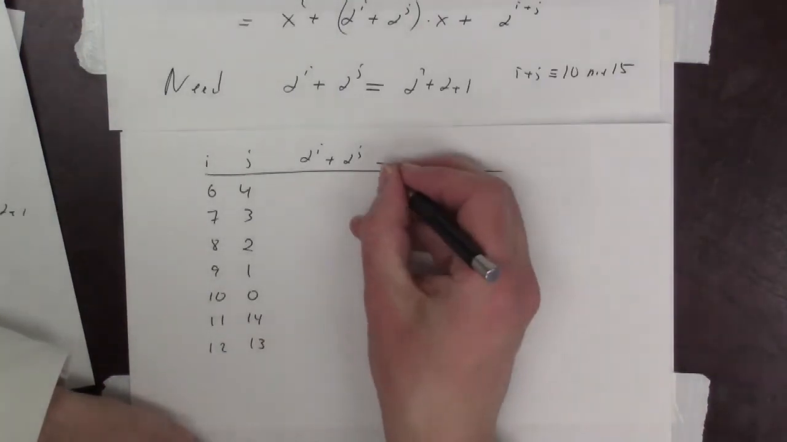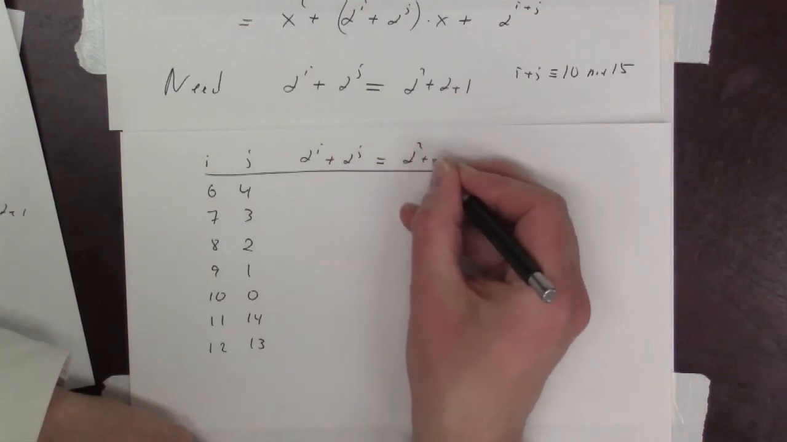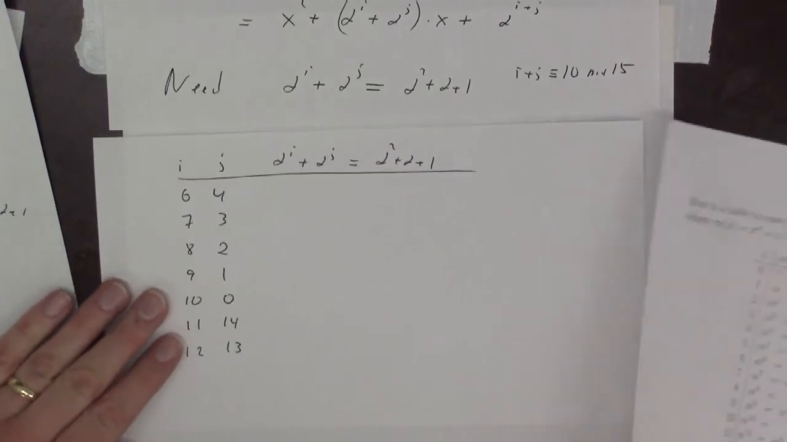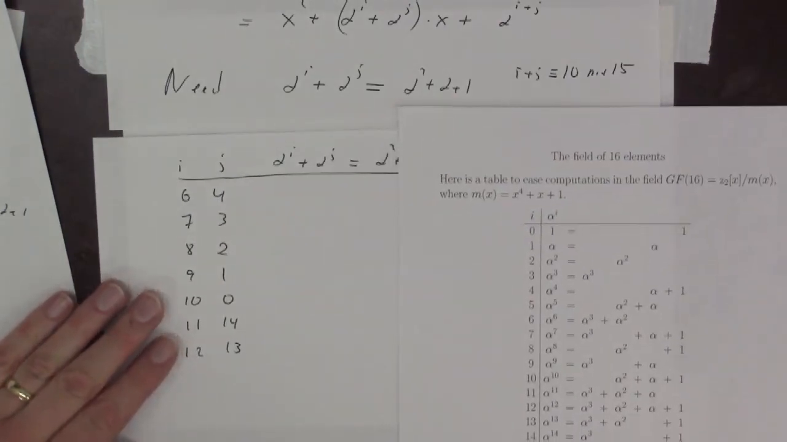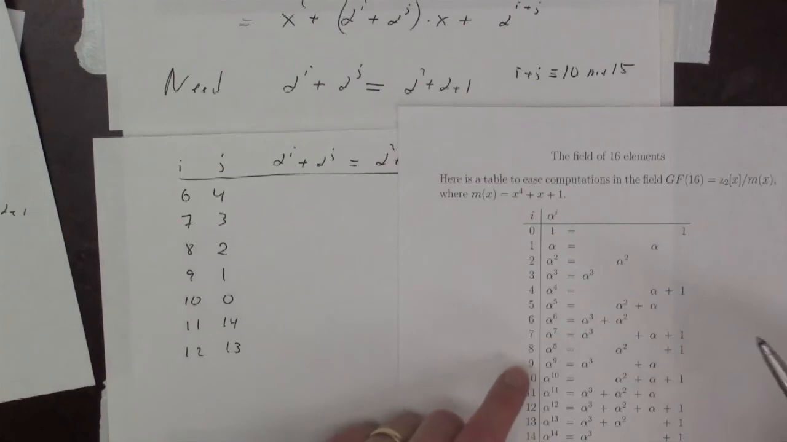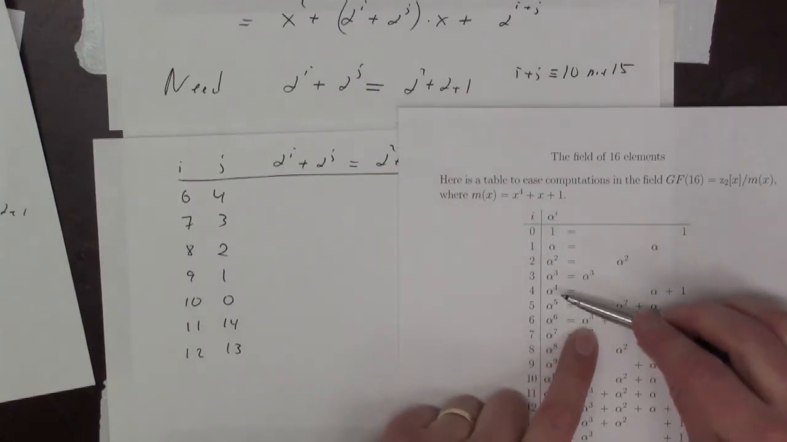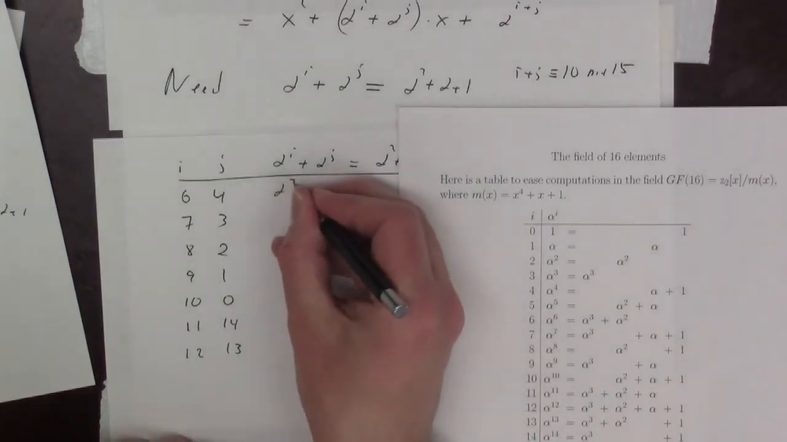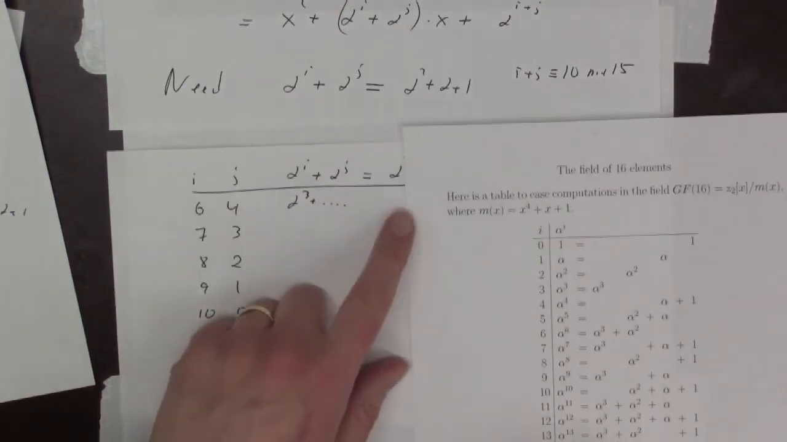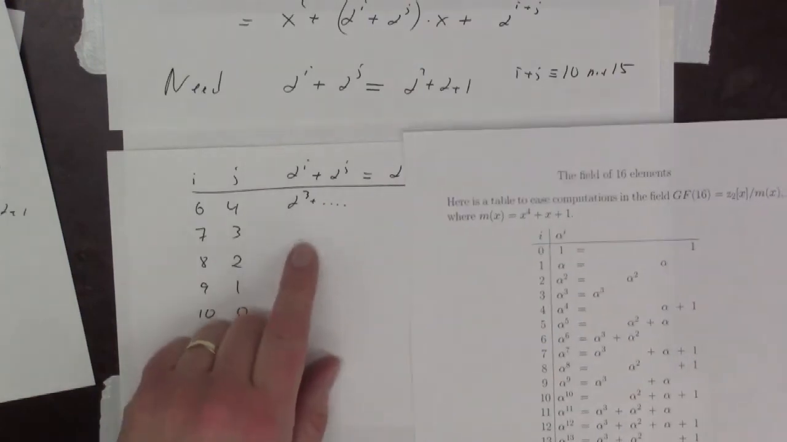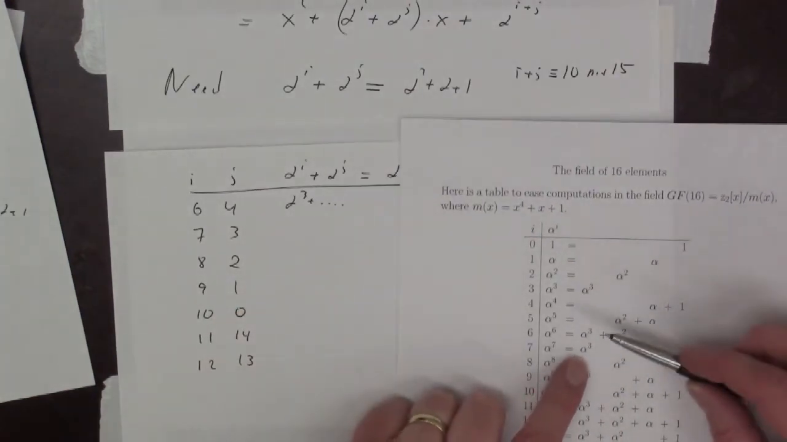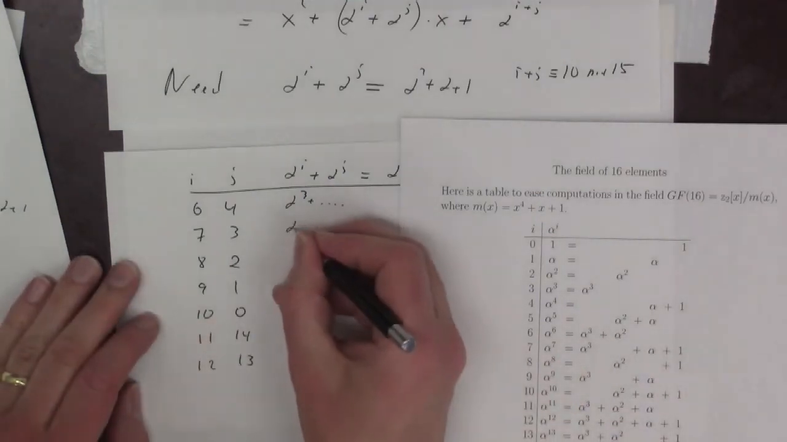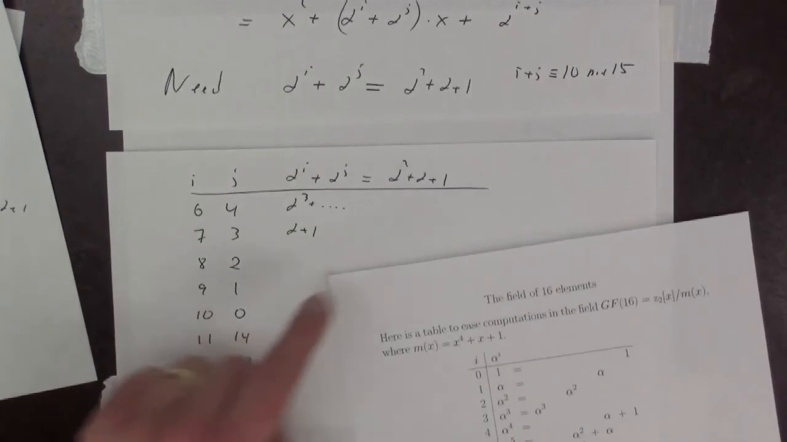And remember, I wanted this to be alpha squared plus alpha plus 1. So I'm going to be a little bit tricky. I'm just going to look at the table. If I look at 6 and 4, alpha to the 4 plus alpha to the 6 begins with an alpha cubed plus other terms, which is not beginning like this thing. So it's not this thing. For 7 and 3, we add alpha to the 7 and alpha cubed. We get alpha plus 1. Well, that's not our target.